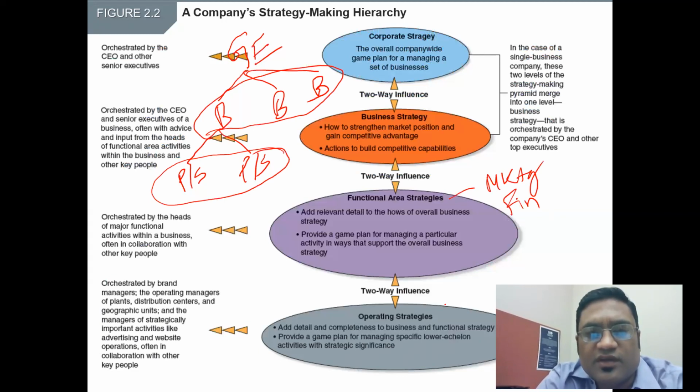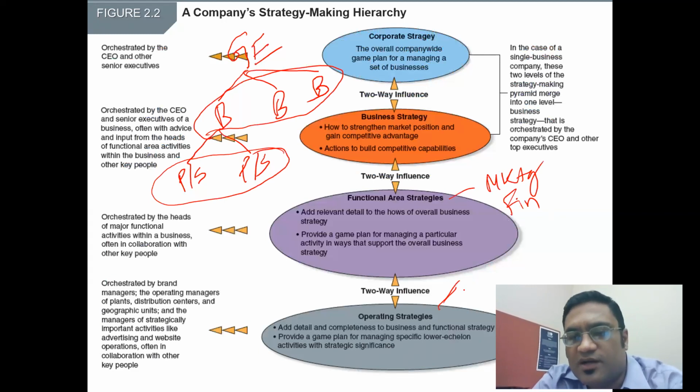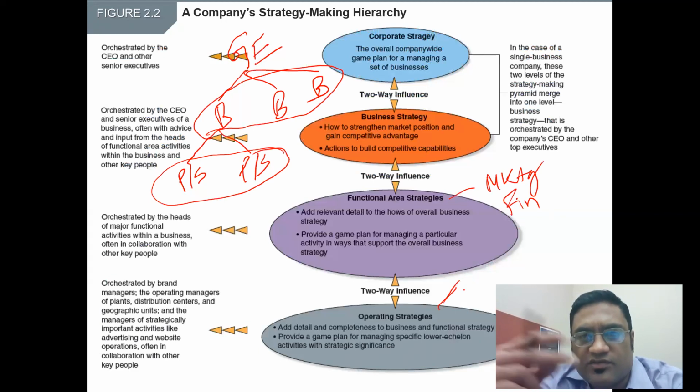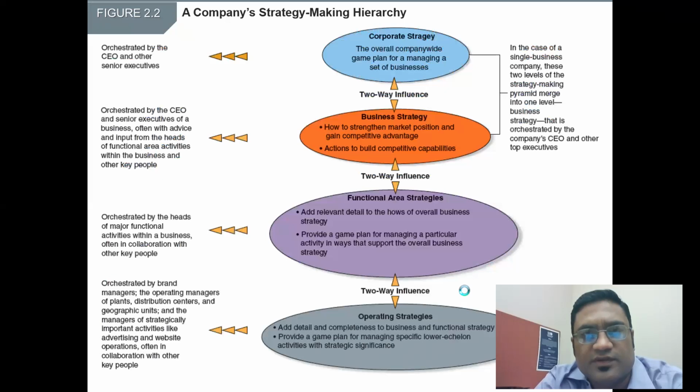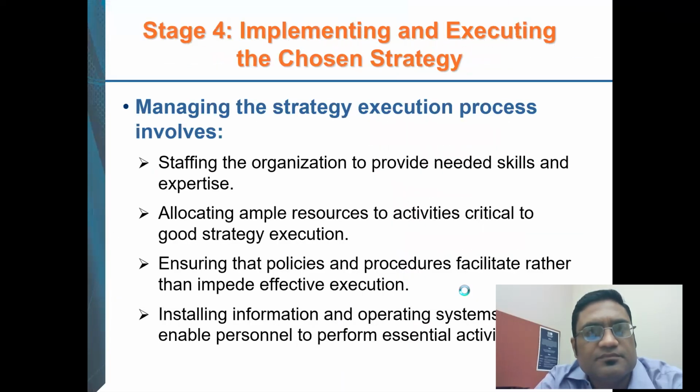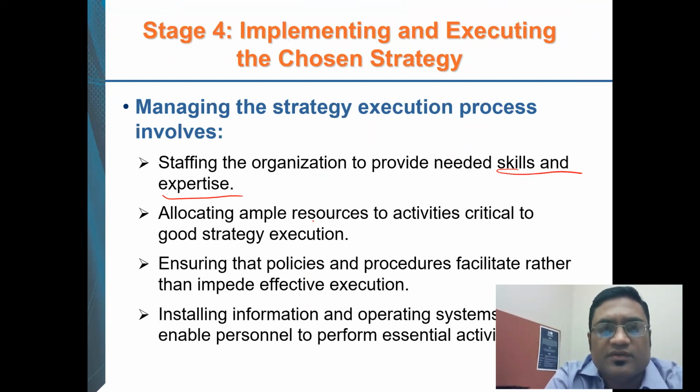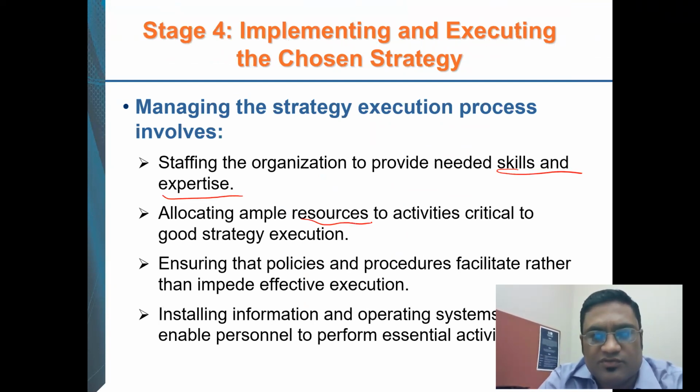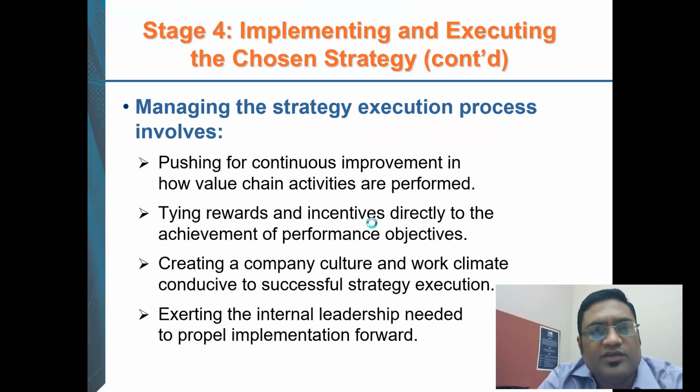And operating strategy is how and where you are making your products, who is making your products, what you can do to cut cost, and so forth. As I mentioned, there are separate chapters for these, and we're going to go over those in detail. Then you implement and execute your strategy. You have to provide resources. You have to make sure that there are people that have the skills and the expertise, policies and procedures, and so forth. And you're going to manage the execution process.